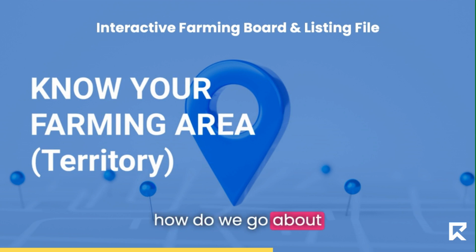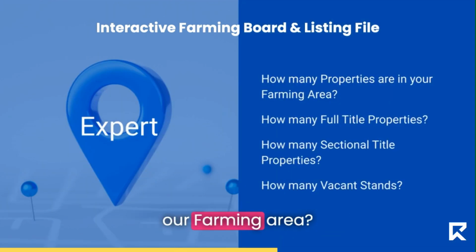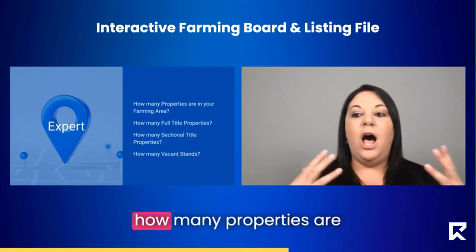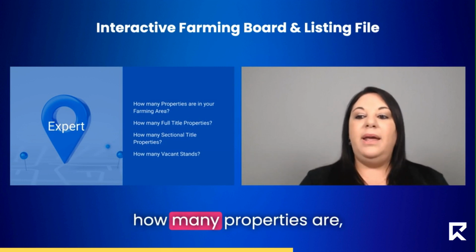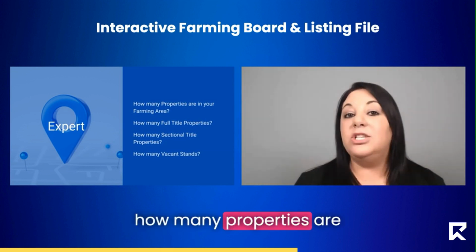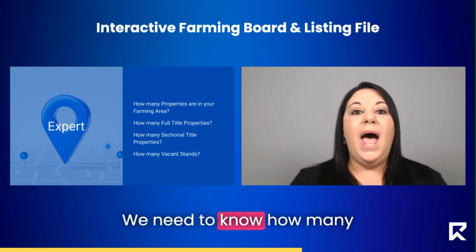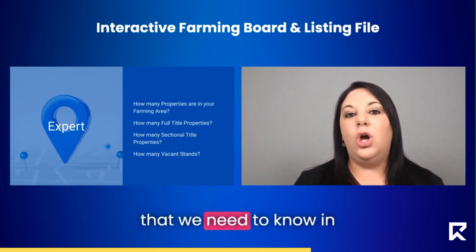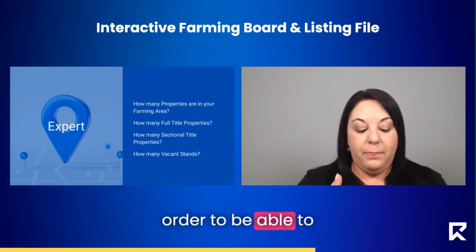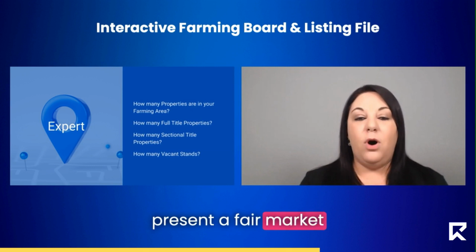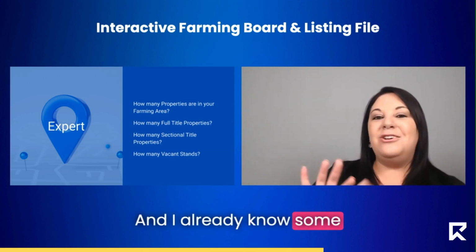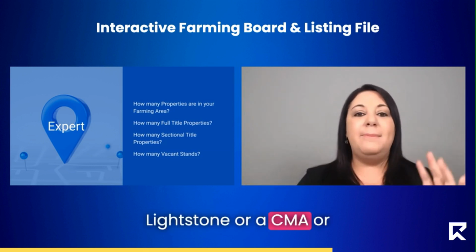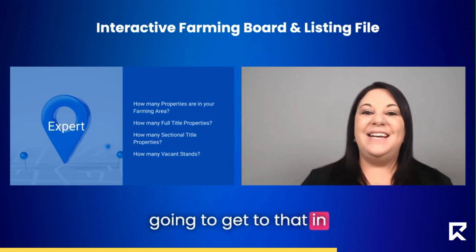Now, how do we go about knowing everything about our farming area? Well, there are a couple of things that we need to know. We need to know, for example, how many properties are in the farming area, how many properties are full title, how many properties are sectional title, and how many properties are vacant stands. There are so many things that we need to know in order to be able to present a fair market value. And I already know some of you are thinking, well, I don't need all this, I can just use a Lightstone or a CMA or whatever you use. We're going to get to that a little bit later.